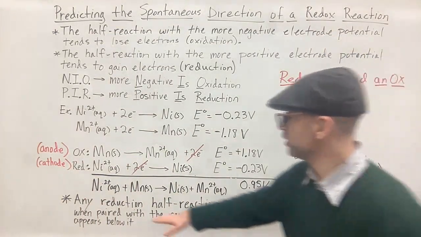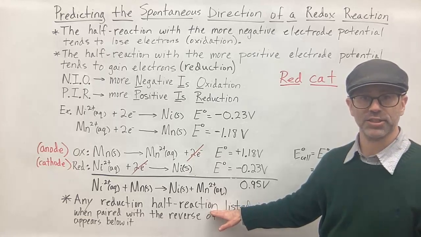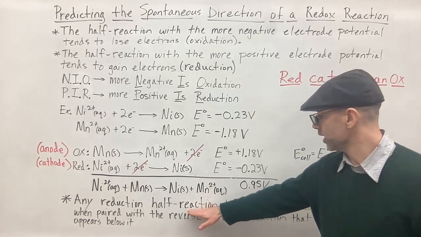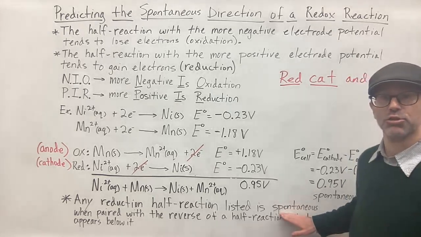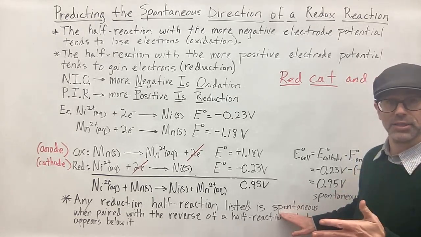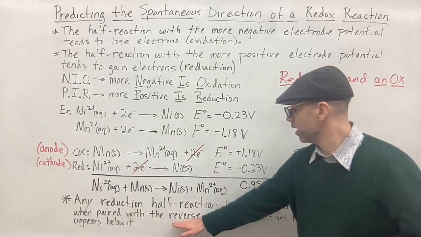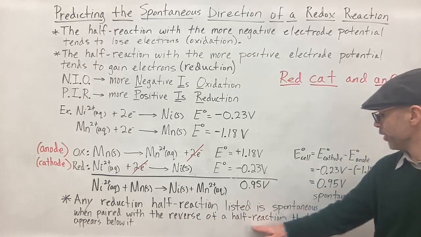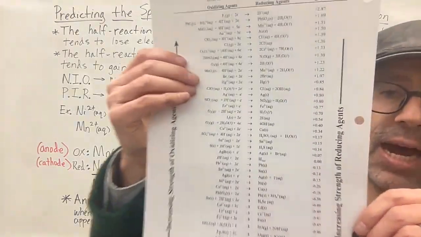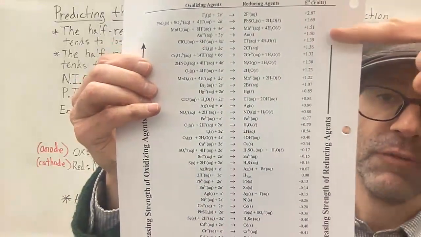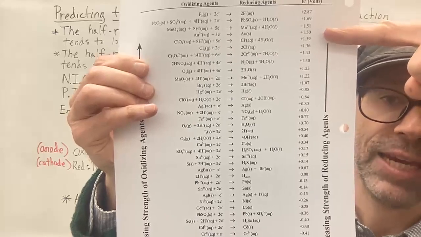So that's what this is referring to. So any reduction half reaction, so choose a reduction half reaction on the list, is going to be spontaneous. That means it's going to do the reduction reaction automatically when it's paired with what? When it's paired with the reverse of the half reaction that appears below it. So what I was just saying before is on this list, right? If you're higher on the list, you're going to have a higher tendency of gaining the electrons.